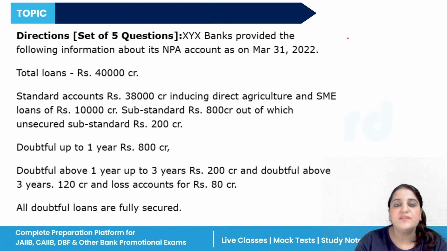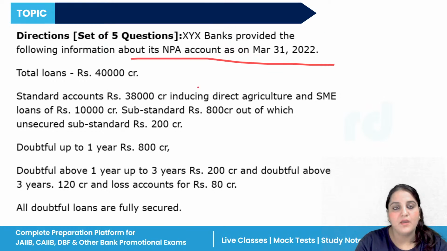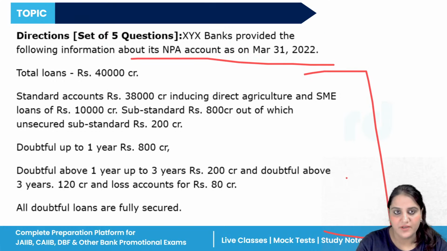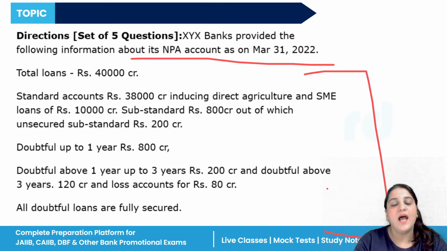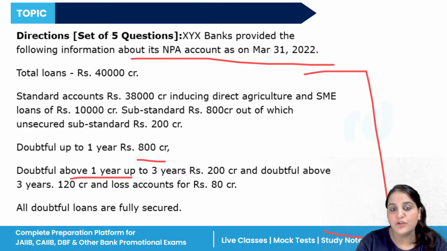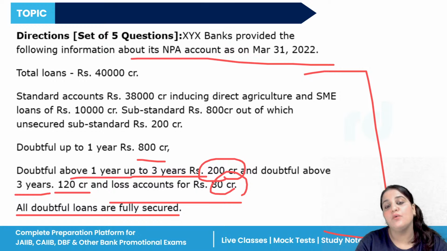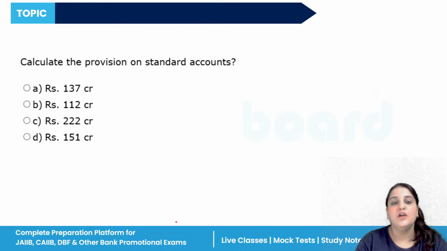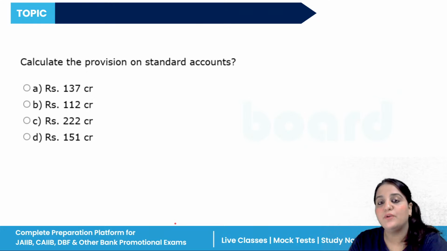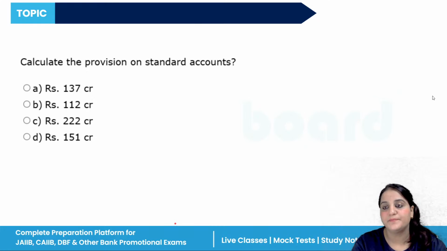Okay. XYZ Limited is there, and NPA information is given, total loans are given, standard accounts are given, substandard and doubtful up to 1 year, rupees 800 crore. Doubtful 1 to 3 years, about 200 crore. Above 3 years, 120 crore. Loss accounts are 80 crore. All doubtful loans are fully secured. So calculate the provision on standard accounts. How to calculate the provision on the standard accounts?